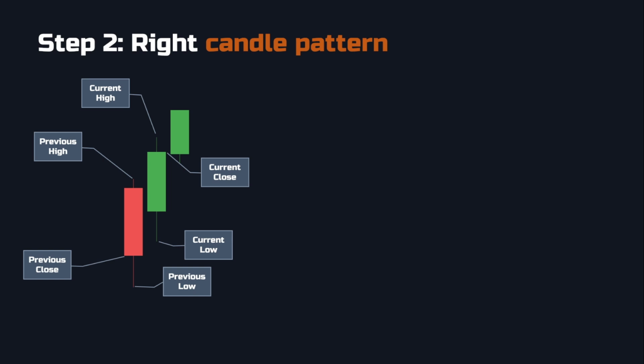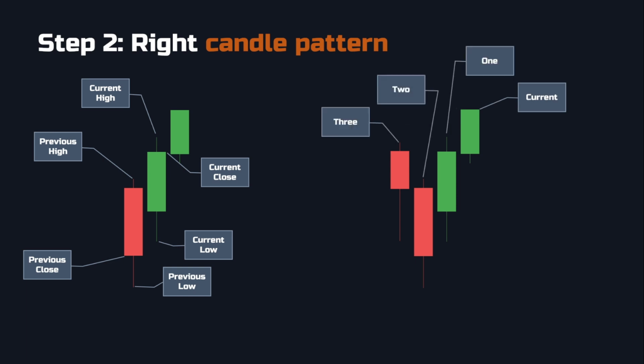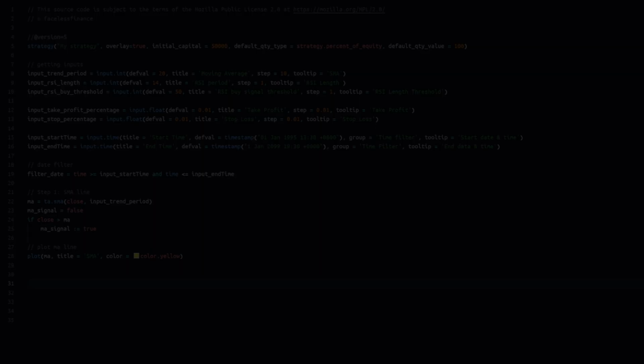Although it is easy for the human eye to find such candlestick patterns, writing a script for the red and green candles is not trivial. To determine the first red candle, we will need to get the price information of the previous candle. In the script, we will define the candles as current, 1, 2, and 3, which represents the current candle and the previous candle bars. Now, let's code this step of the strategy.